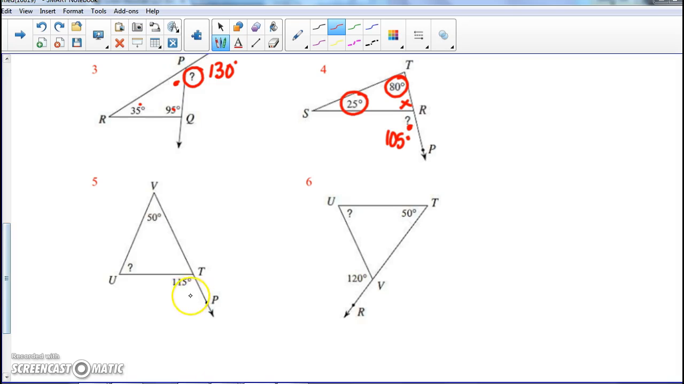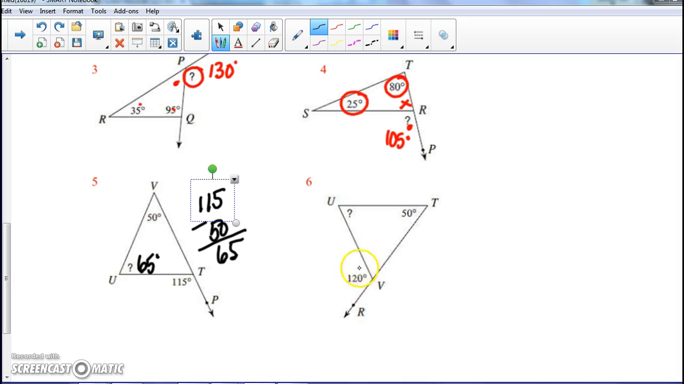The last two are kind of going backwards. We know this is 50, and we want to make 115. Now again, if you wanted to, you could find this one easily, and that means you then could find this one. But again, since we know one of the outside angle, one of the remote interior, 115 minus 50 would be our missing angle, which would give it to be 65. But again, if you wanted to, you could just add those two, take that from 180 and go from there.